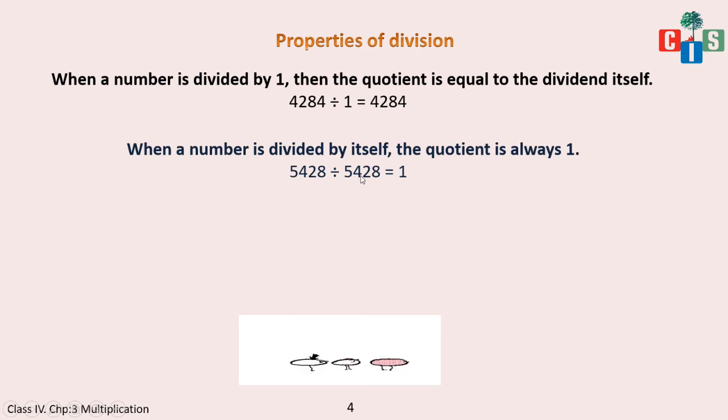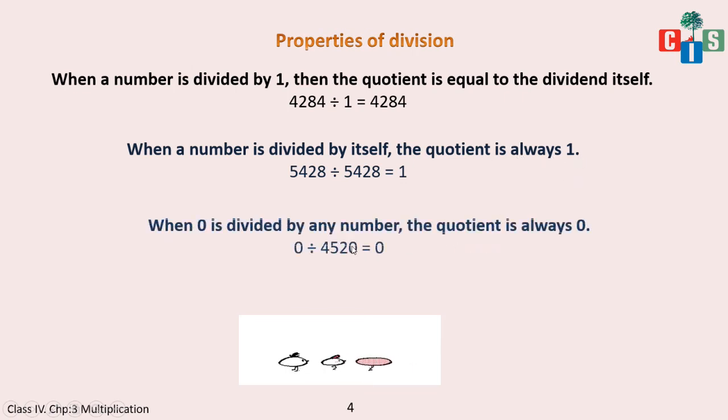Now, the second property. It says 5428 divided by 5428. So how many times does 5428 go into 5428? It will go 1 time. So when a number is divided by itself, the quotient is always 1.